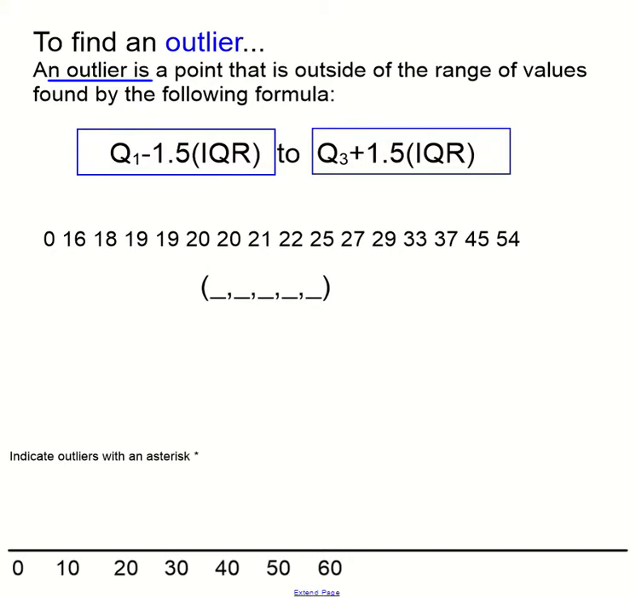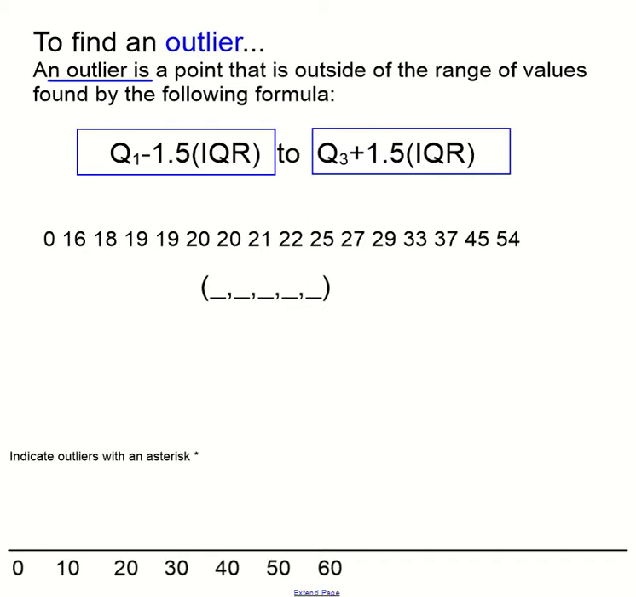Alright, so yesterday in the last lesson we talked about how to make a box and whisker plot. Now we're going to make a box and whisker plot, but we're also going to have to pay attention to outliers. We did that a little bit in the last lesson. An outlier is a point that is outside of the range of values found by the following formula: quartile 1 minus 1.5 times the IQR, to quartile 3 plus 1.5 times the IQR. First we have to find some of these values.